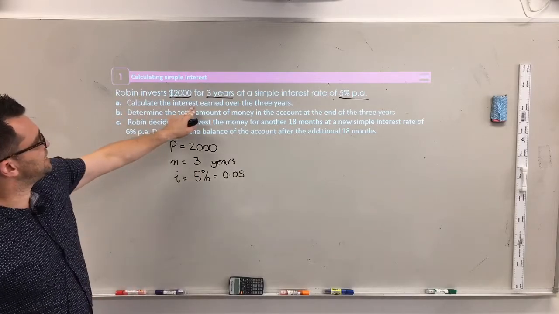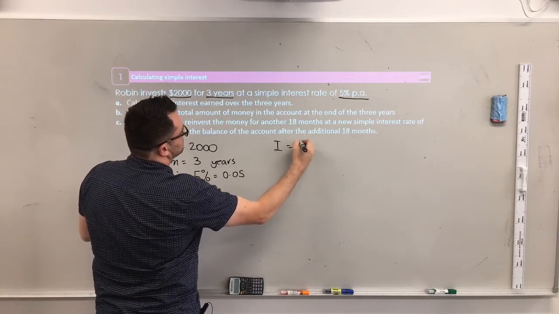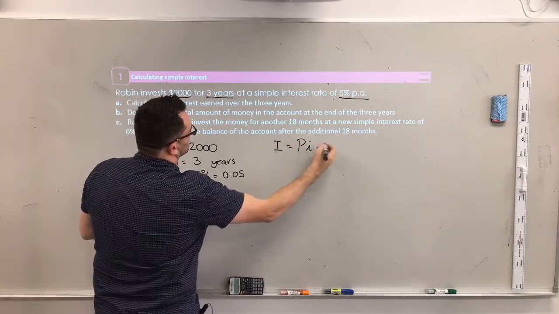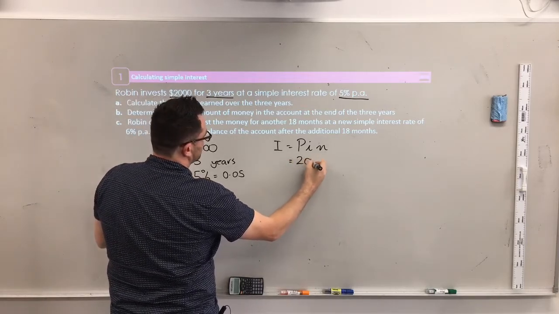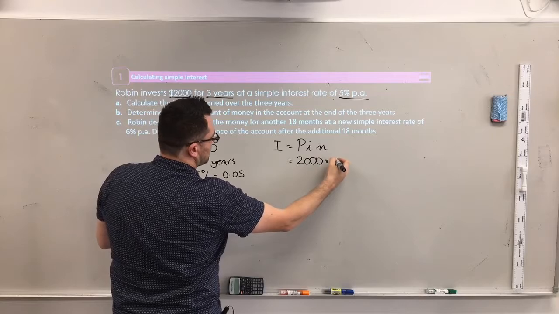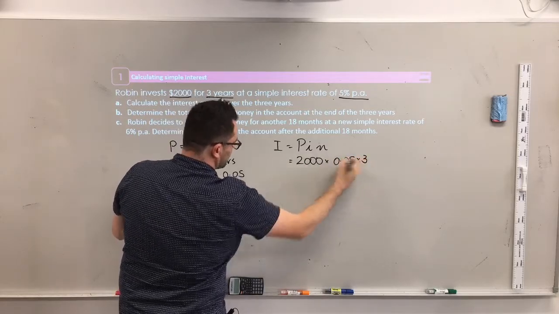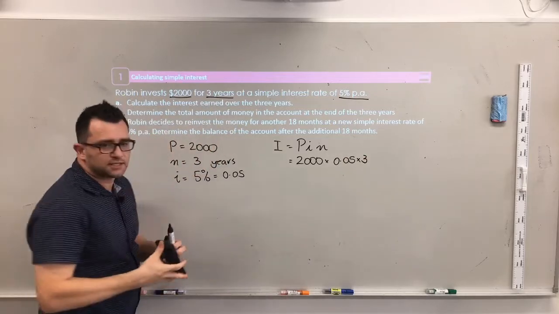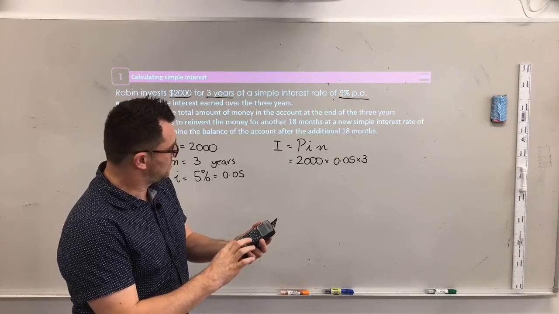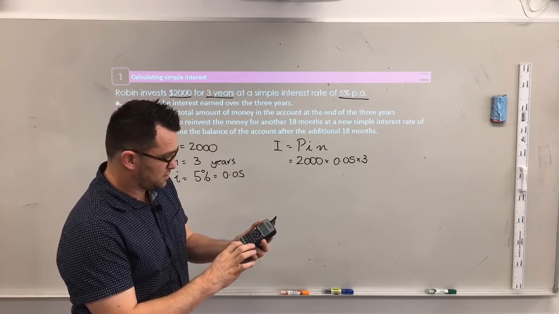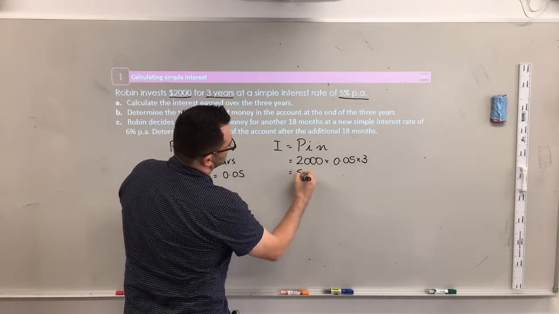So calculate the interest earned over the 3 years. So I equals PIN. So I is 2,000 times 0.05 multiplied by 3. Get my trusty calculator out. So 2,000 multiplied by 0.05 multiplied by 3 gives me $300.